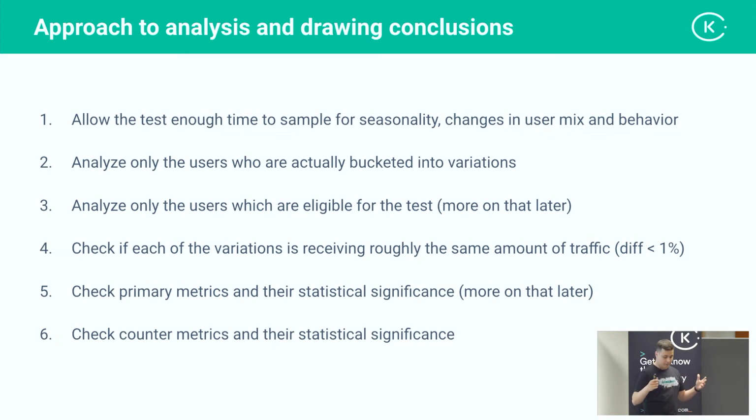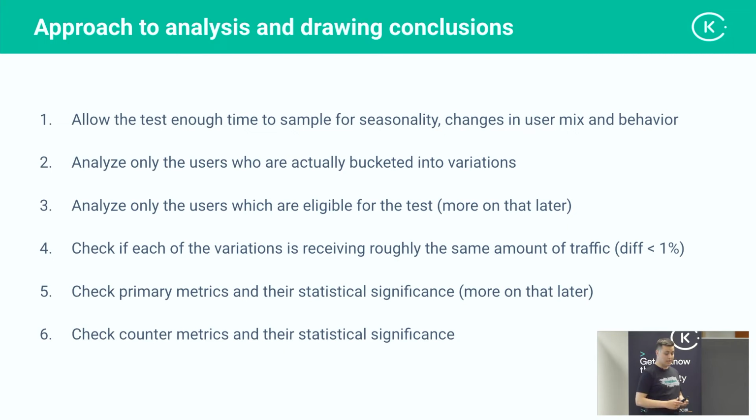Of course, check that all of the variations, the way they're set up, are receiving roughly the same amount of traffic, usually shooting for a difference that's less than 1 or 0.5%. Of course, it depends on the absolute figures you're seeing, but this is something that I always keep in mind. And then, after this sanity check is done, we check all of the primary metrics that we're tracking and whether or not they're statistically significant. I'm also going to talk a bit more about that later.